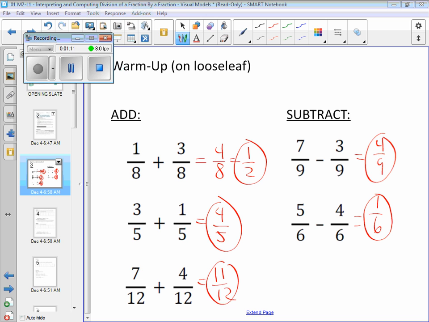So what's the rule when you have the same denominators? What's the rule for this? Bridget? Right, the denominator stays the same, and then the numerators, depending on whether it's addition or subtraction, you add or subtract the numerators, okay? All right, let's go to the first example.